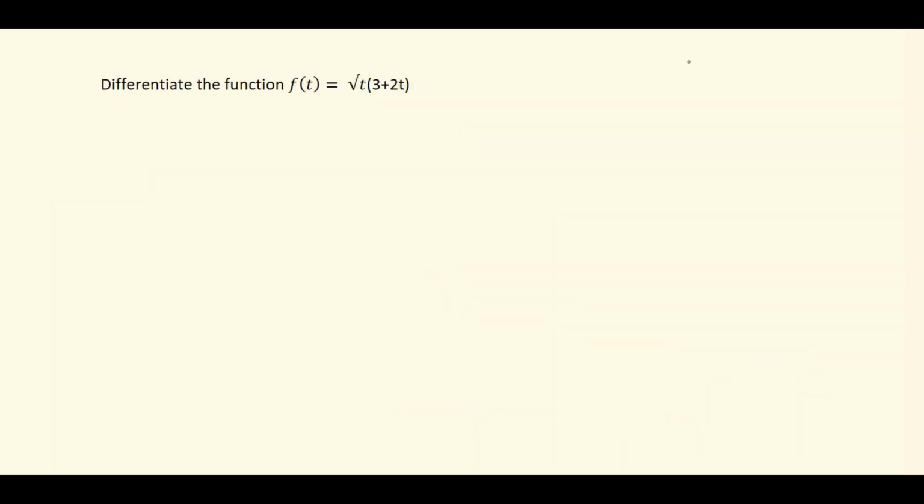So let's look at another example. Here we're asked to differentiate the function f of t is equal to the square root of t times 3 plus 2t. So looking at this, we see that we have a function multiplied by a function, telling us that we're going to be using the product rule.